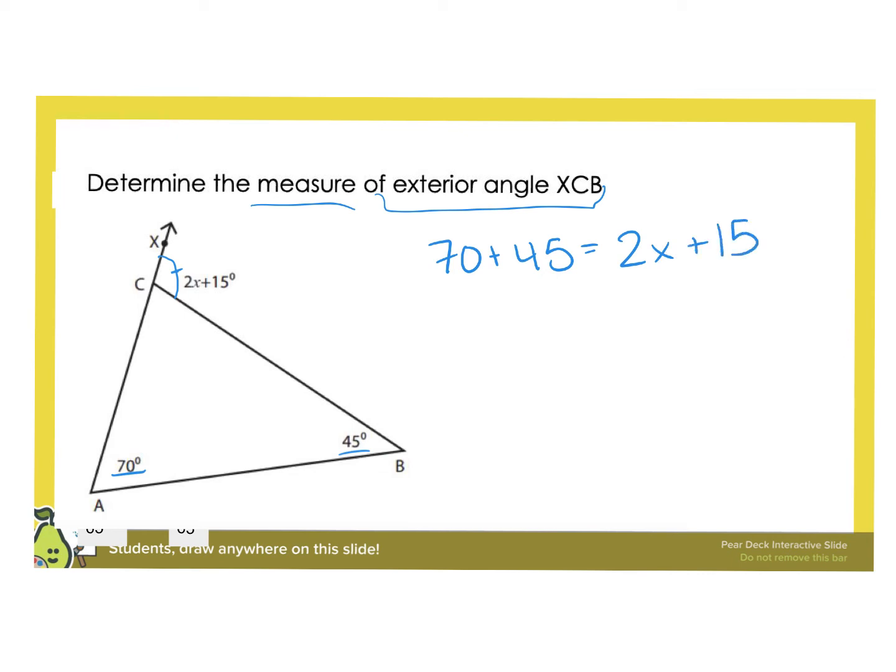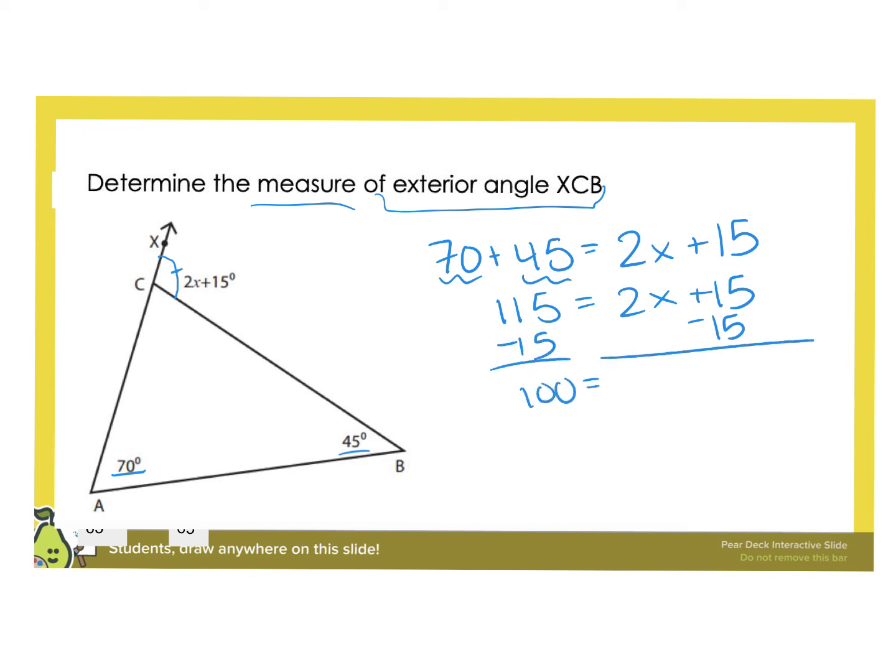I'm going to combine my like terms, and I'm going to get 115 equals 2x plus 15. Two-step equation. I need to get the 2x by itself. I get rid of the 15 on both sides. I'm left with 100 equals 2x. When I isolate my variable, I get x equals 50.